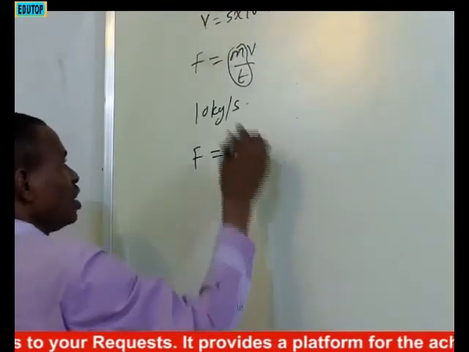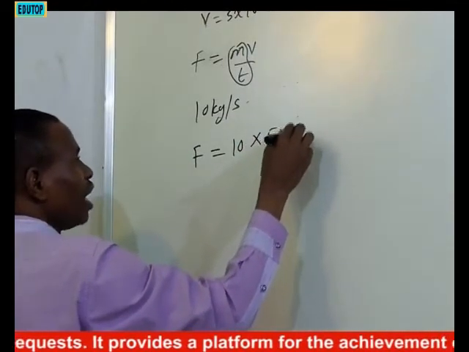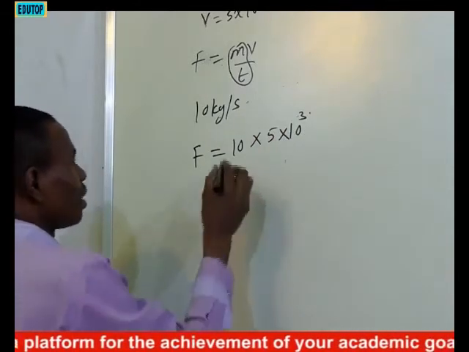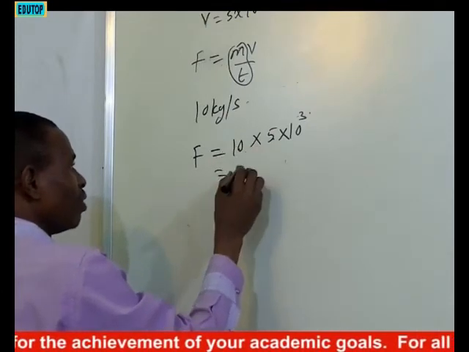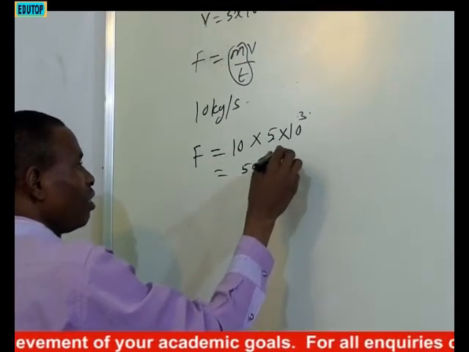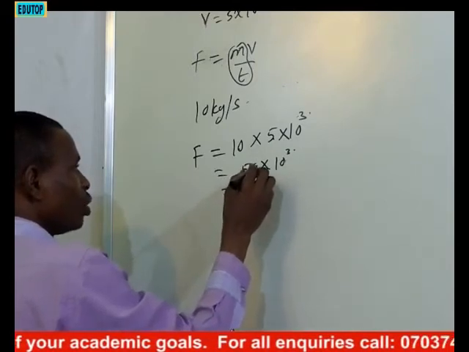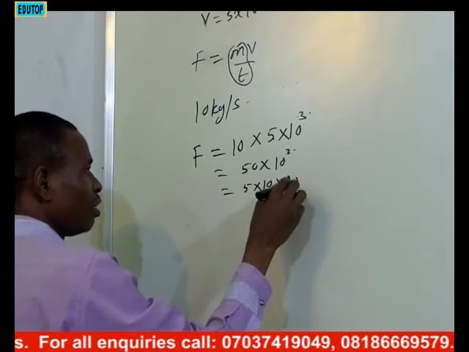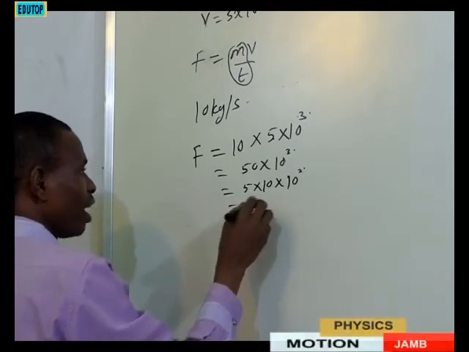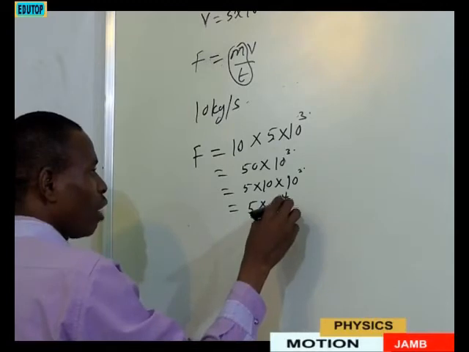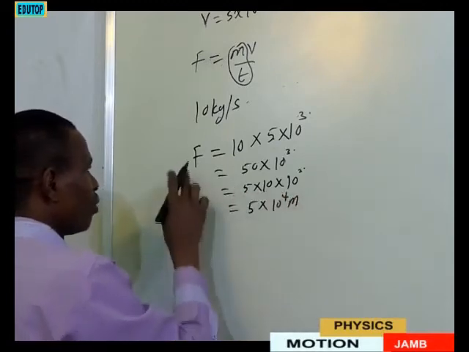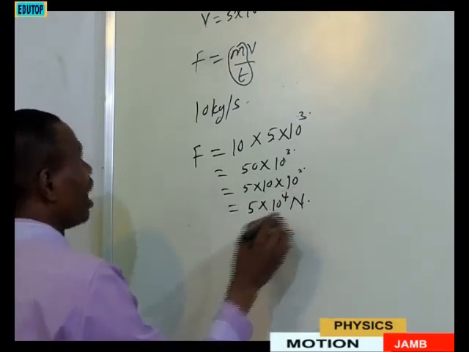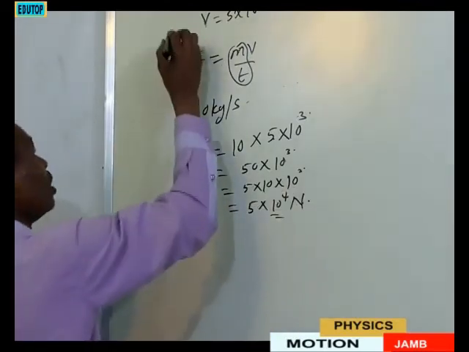then times velocity, which is 5 times 10 raised to power 3. And if you are to calculate this one, this is 10 times 5, 50 times 10 raised to power 3. If you try to shift this one to the back, 5 times 10 times 10 raised to power 3, which is 5 times 10 raised to power 4. The thrust is in Newton. And that's the answer to question number 23.